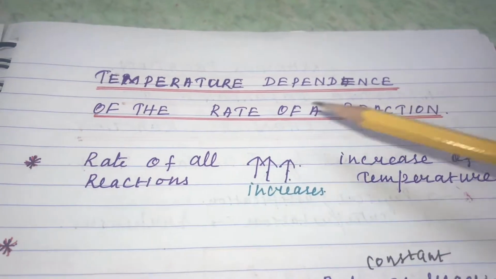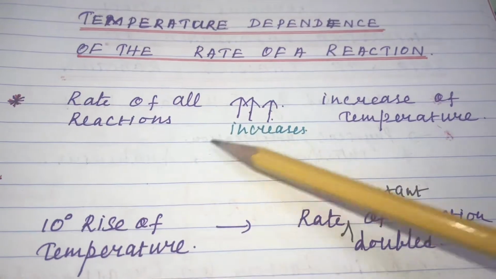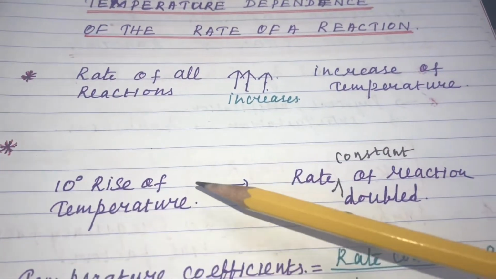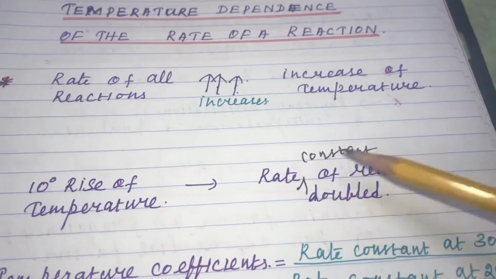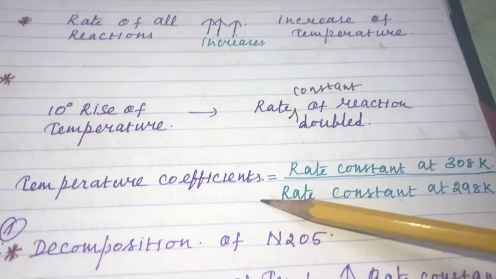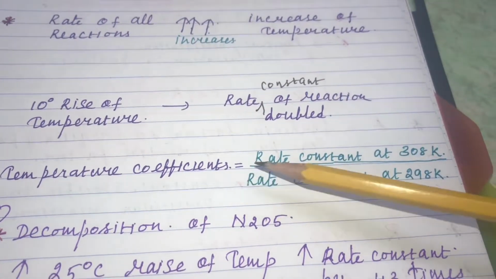Temperature dependence of the rate of a reaction. The rate of all reactions increases with an increase of temperature. For a 10-degree rise of temperature, the rate constant of a reaction gets doubled. The effect of temperature on the rate of a chemical reaction can be calculated by the temperature coefficient.